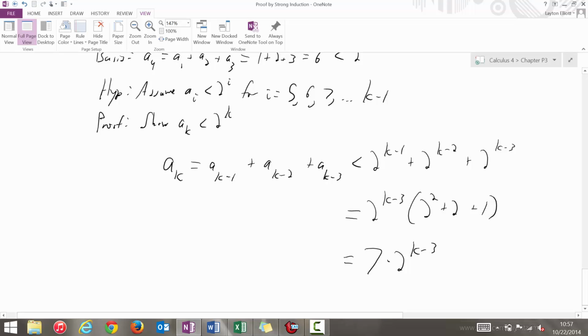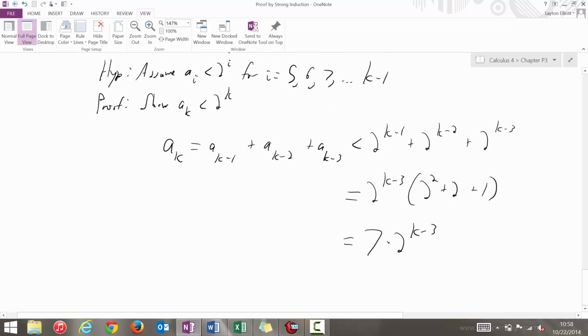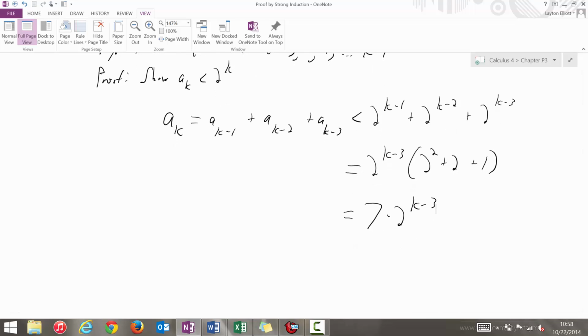Okay, so what? Well, what I'm actually trying to show is where this compares to 2 to the k, and if that's equal to or less than 2 to the k, then that's okay. Well, I can actually show that this is less than 2 to the k because 2 to the k is really 2 to the k minus 3 times 2 cubed. And clearly 2 cubed, which is 8, times 2 to the k minus 3 is 2 to the k. So, shown it.